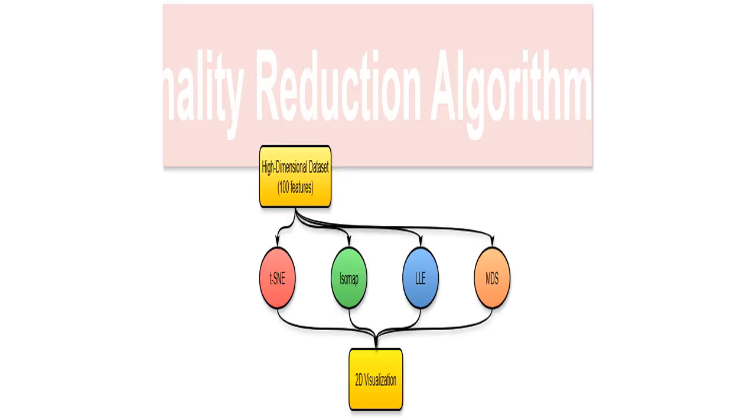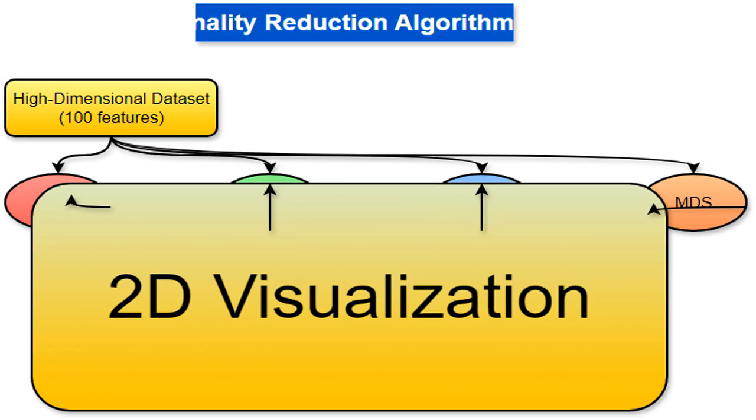We need to carefully choose the right dimensionality reduction algorithm, t-SNE, isomap, LLE, or MDS, based on the nature of our data and the balance between computational cost and the accuracy of the resulting visualization. The final aim is to create a two-dimensional plot to visually represent the high-dimensional data, allowing us to observe patterns and relationships that wouldn't be apparent in the original 100 dimensions. That's the magic of dimensionality reduction.